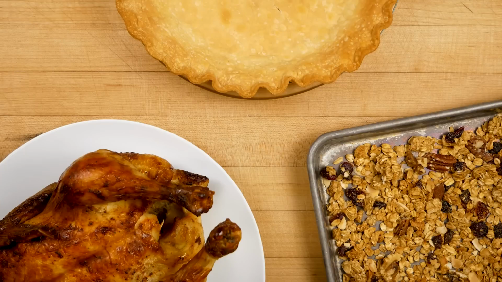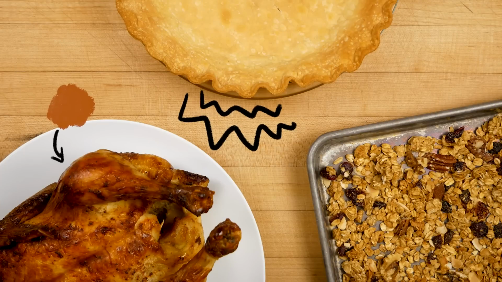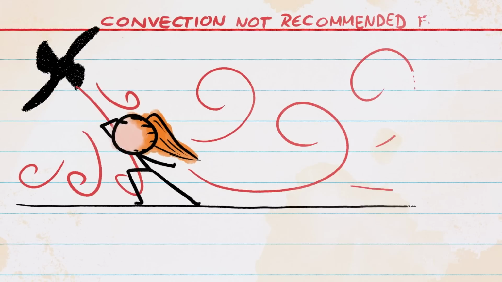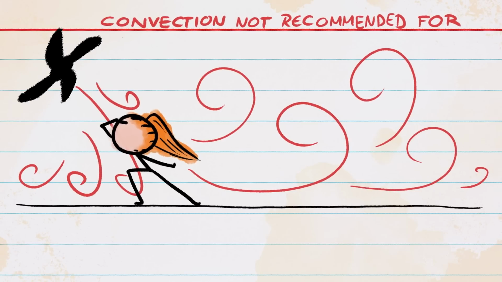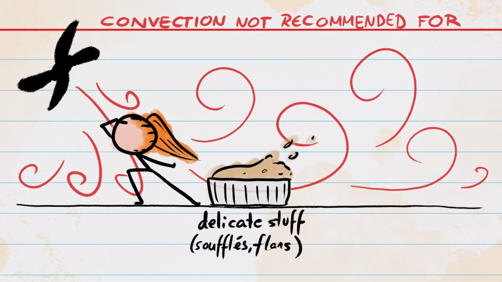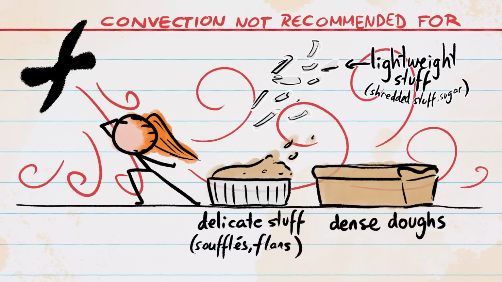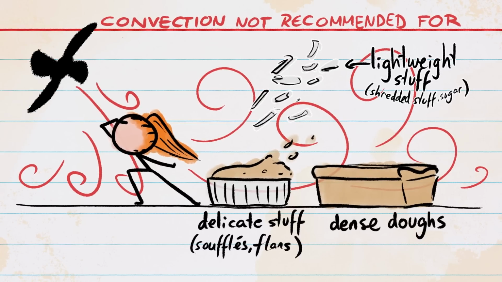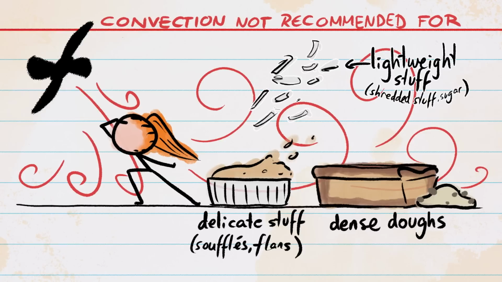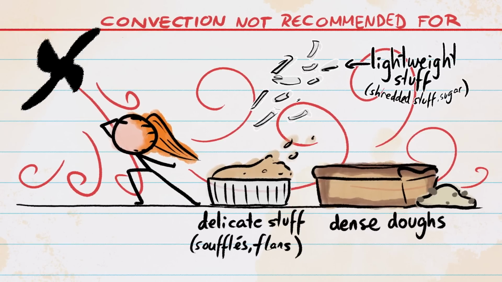So anything you want to get nice and brown, crispy, or simply dried out can benefit from the convection setting. But convection isn't always ideal. That fast-moving air can mess with delicate foods and lightweight stuff. And faster cooking times might prevent dense, wet doughs like banana bread from getting fully set, or some cookies from spreading out as much as they should.